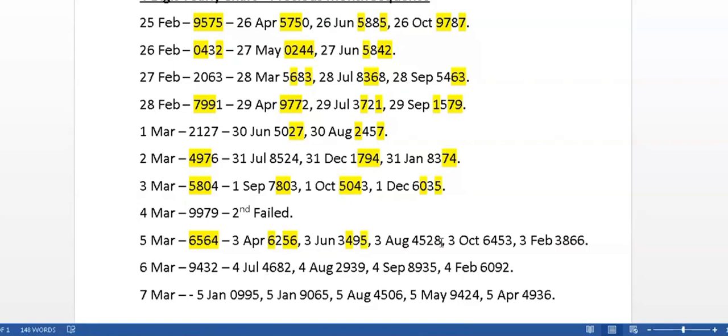So similarly, look at 3rd of March, 5804, 05 from 1st of December, 1st of October 504, 1st of September 80, and we have a gap of Jan, Feb, 2 months gap in between. Then we again have 580. So again the same sequences have come.